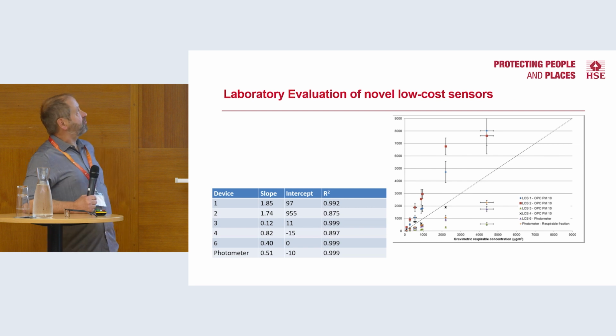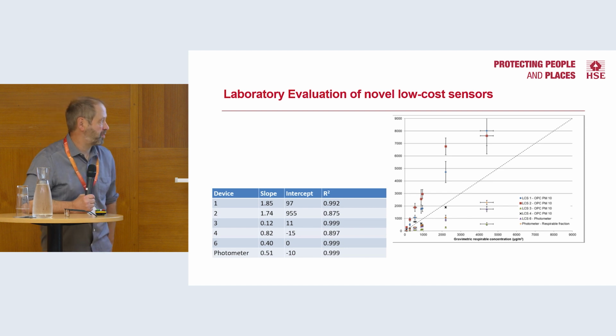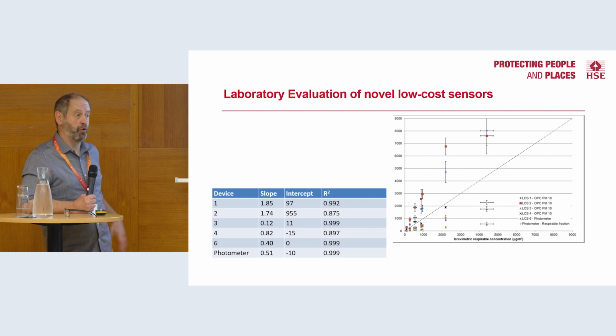The type of result we got from these measurements is shown here, and this is just the results from one of the tests. And you can see on the graph on the right there, there's a number of optical particle counters and photometers, and you get reasonable calibrations compared to the gravimetric respirable concentration. At this stage, we're not that bothered about the slope and the intercept. That's more about calibration or correction. But you can see we're getting pretty good correlation coefficients.